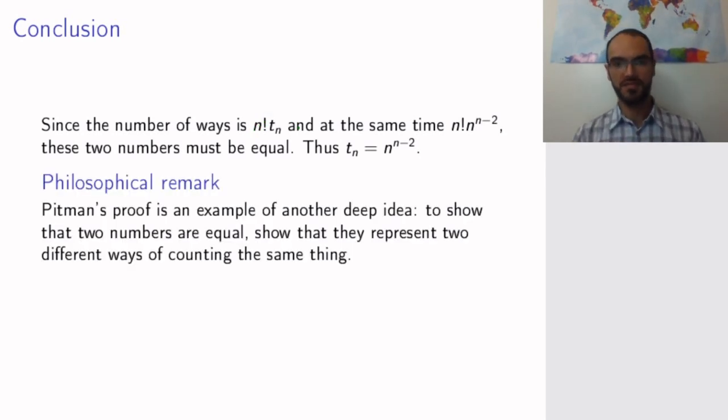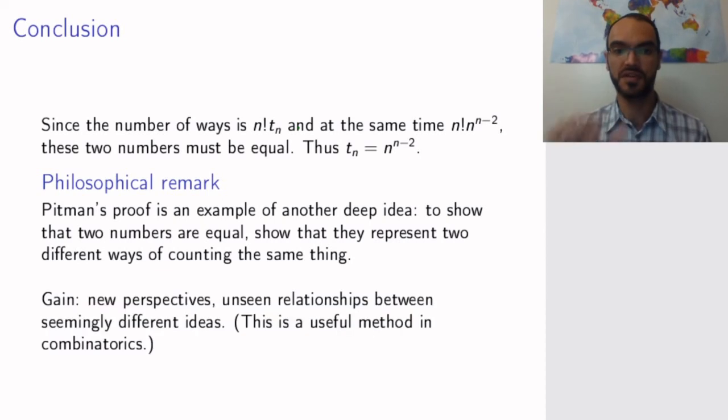So what is now the philosophical remark? There is always a philosophical remark. The philosophical remark is that this idea of counting the same set of objects twice and getting different formulas is a very useful way in combinatorics to show that two numbers are equal. So combinatorialists like to count, and if they can count the same thing in two different ways, then they are happy because they know these two numbers are equal.